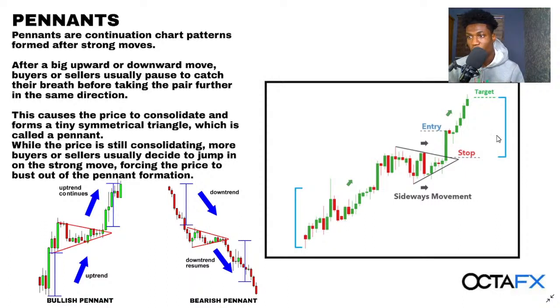Now, when looking at a pennant continuation pattern, you're going to see a flagpole, you're going to see breakout levels, and you're going to see the pennant itself. If there is no flagpole, then it's not a pennant, it's a triangle pattern. So every pennant continuation chart pattern must have a flagpole.